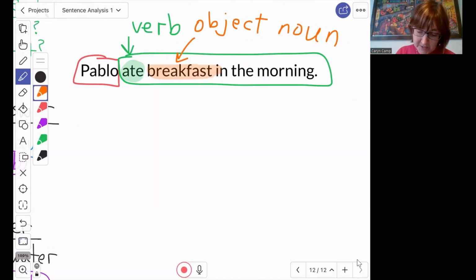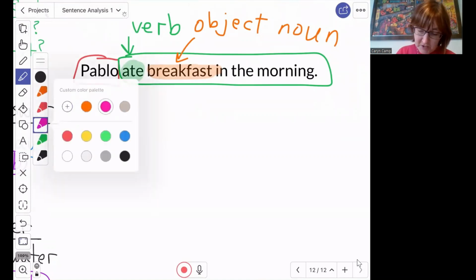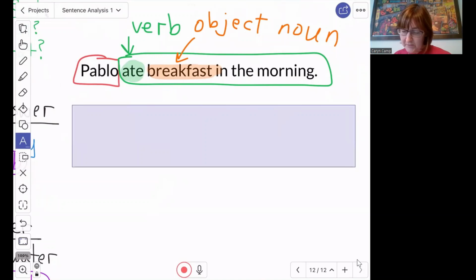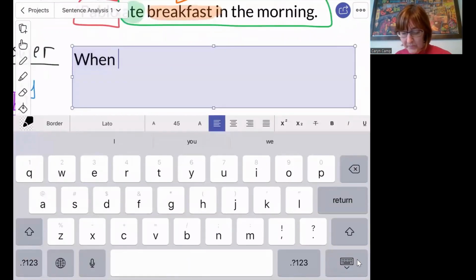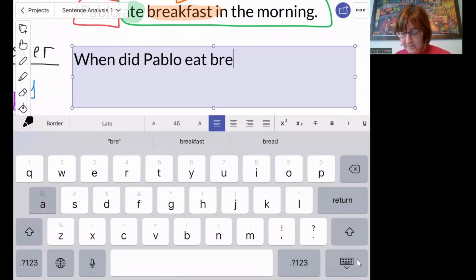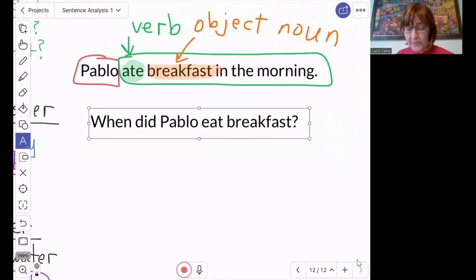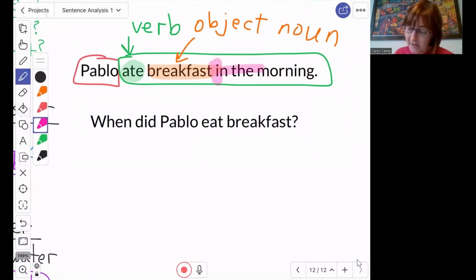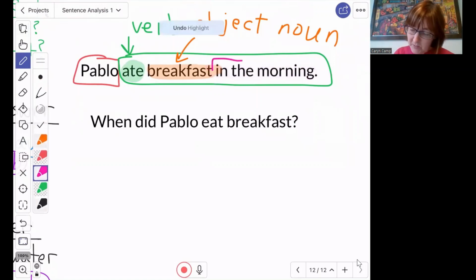But then we have this other part here, and I use pink for this part. If I was to ask you the question, well, let me actually write the question first. If I want to ask the question, when did Pablo eat breakfast? Pablo ate breakfast in the morning. When did Pablo eat breakfast? The answer would be right here, in the morning. Actually, I'm just going to use a pen. Okay, these three words. I have to say all three of them.